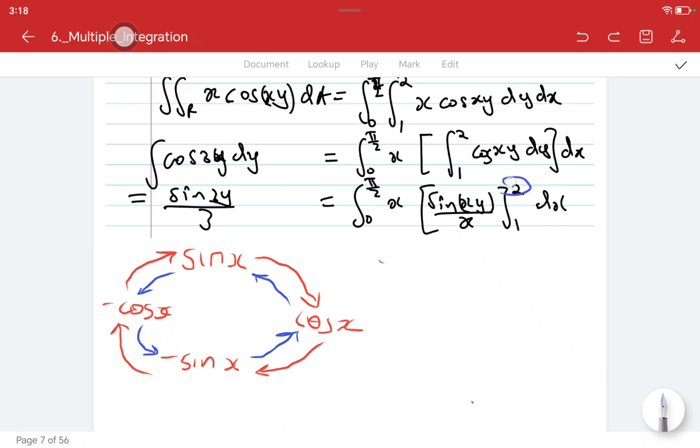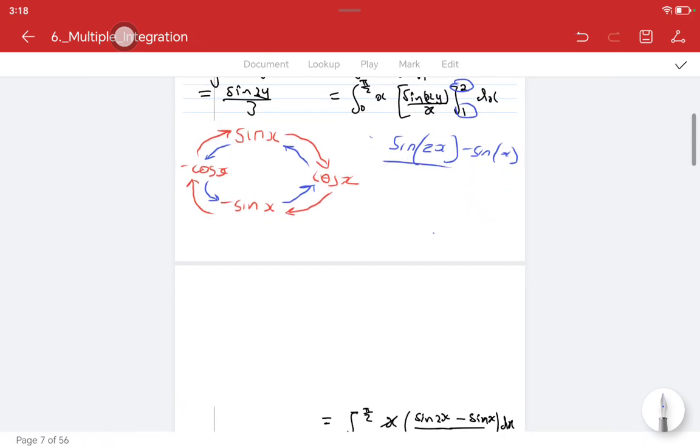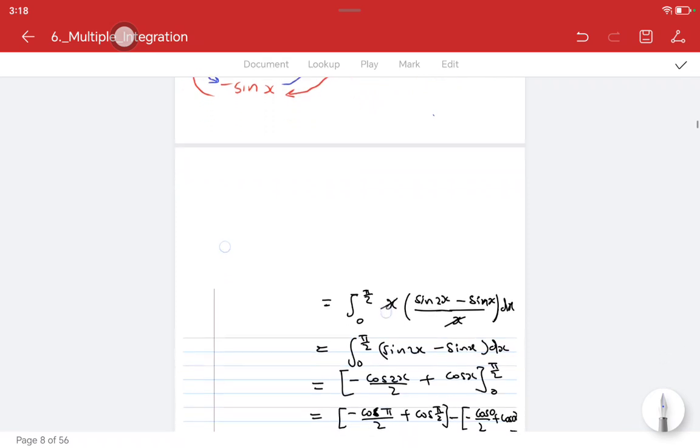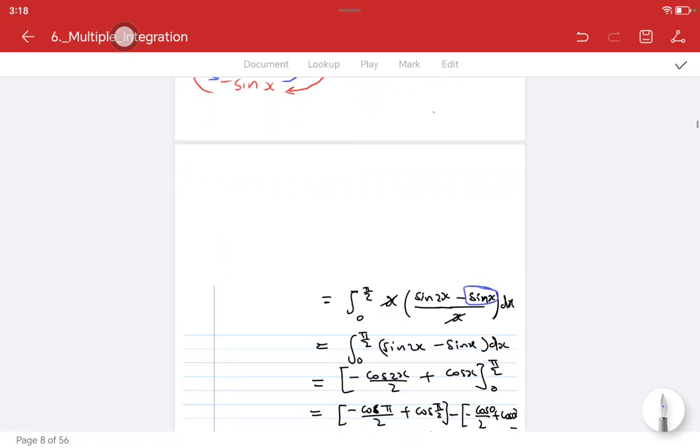Then you start applying the limits, 2 minus 1. So that will be sine 2x minus sine x. Then you go in and integrate. I've shown you already how to integrate sine 2x, and I've shown you already how to integrate sine x.